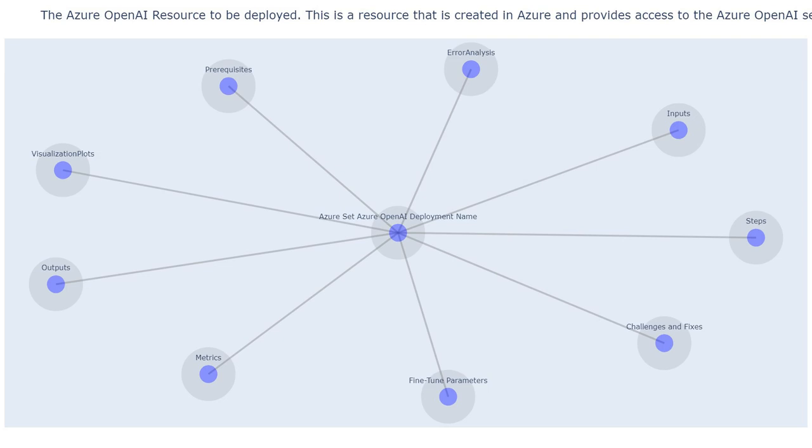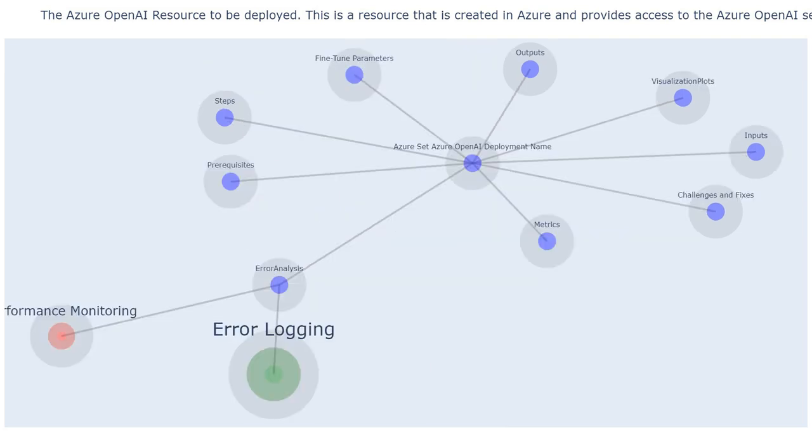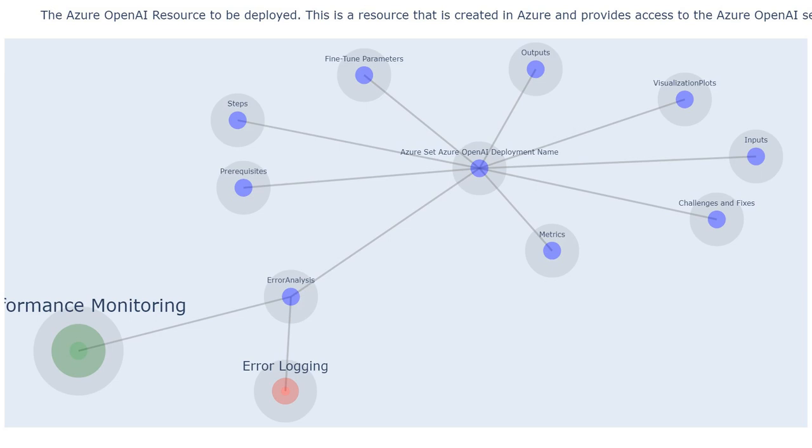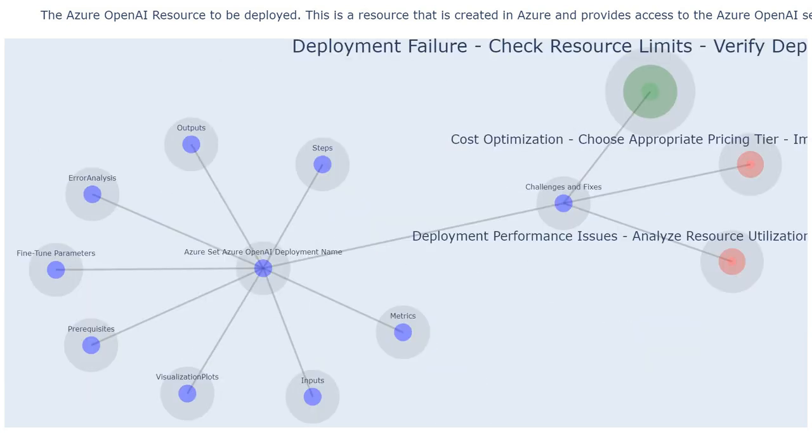Error analysis. Logs that capture any errors encountered during the deployment process. These logs are invaluable for debugging and troubleshooting issues. Continuous monitoring of the deployment's performance metrics. This helps identify any performance deviations or anomalies that require investigation. Challenges and fixes. Deployment failures can occur due to various reasons, such as insufficient resources, configuration errors, or network issues.